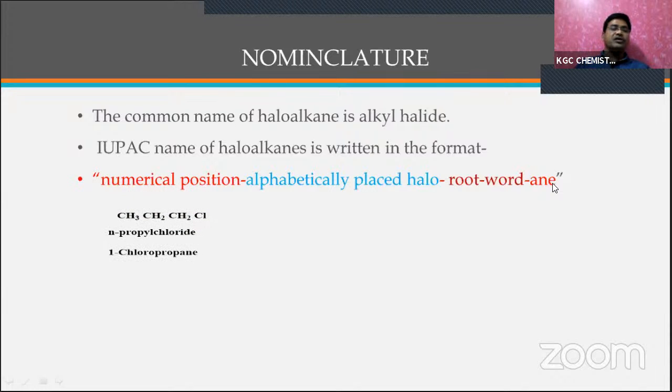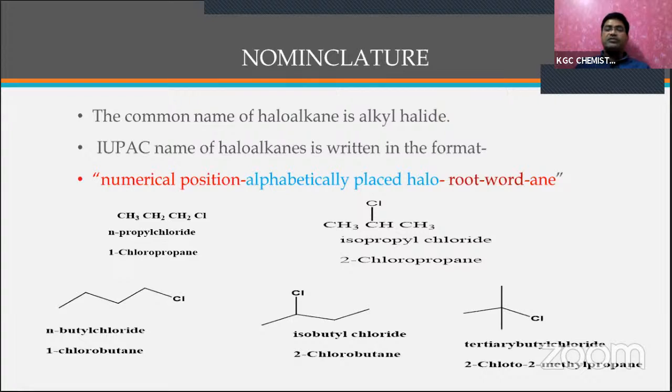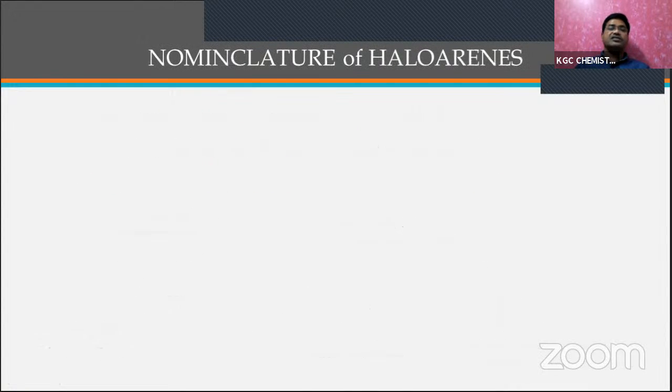For example, here N-propyl chloride is a common name, but 1-chloropropane is the IUPAC name. This is isopropyl chloride and 2-chloropropane. This is N-butyl chloride and 1-chlorobutane, isobutyl chloride and 2-chlorobutane. This is tertiary butyl chloride and 2-chloro-2-methylpropane. This nomenclature is not very important for the entrance examination, but you should have an idea regarding this also.